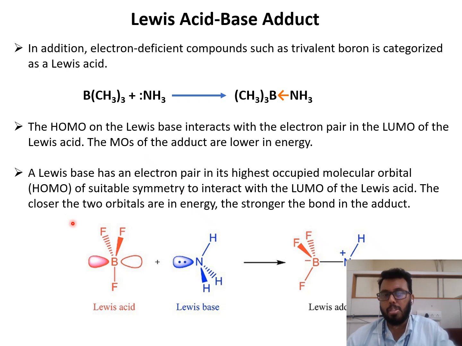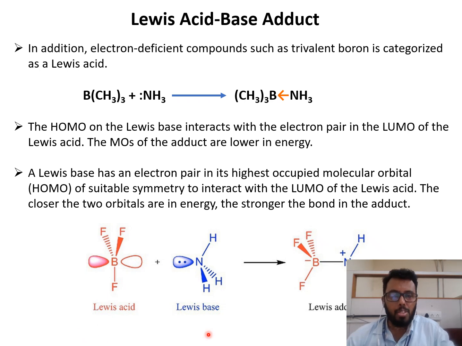The HOMO on the Lewis base, the Lewis base being ammonia, interacts with the lone pair. So look at this one. This is ammonia, the Lewis base. It has the electron pair, so we have represented it with a lobe containing a lone pair of electrons. And this is the structure of the Lewis acid BF3. Similarly, instead of fluorine, you can write CH3 as well to get the structure.